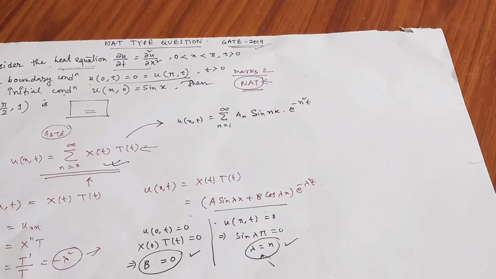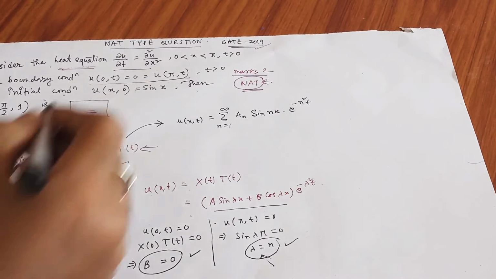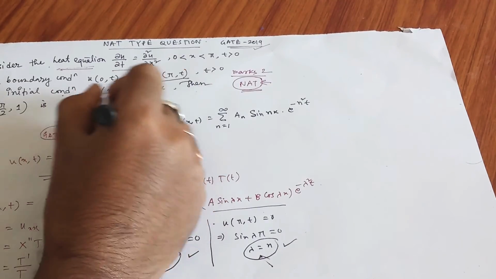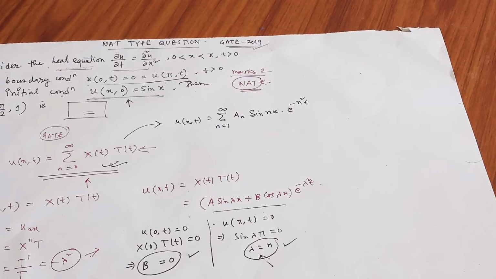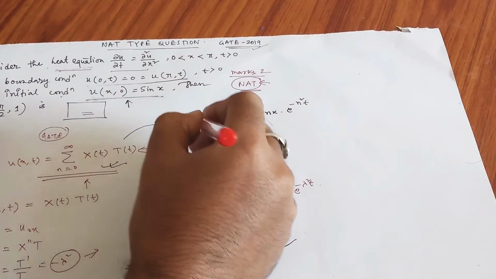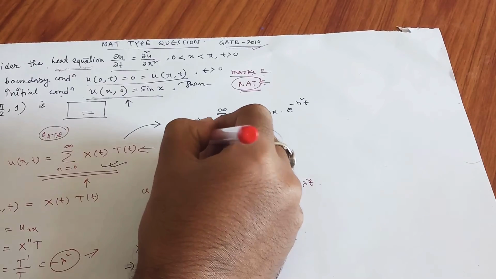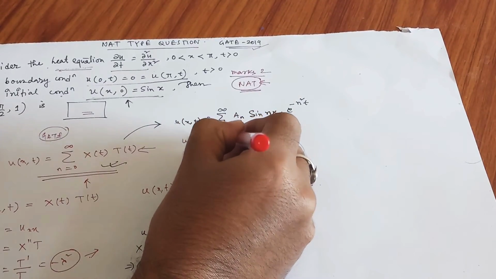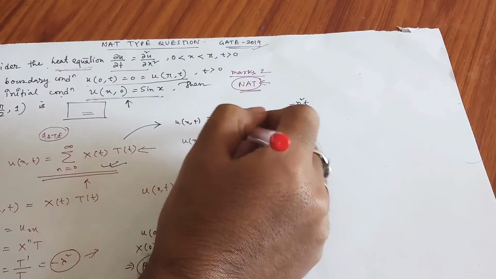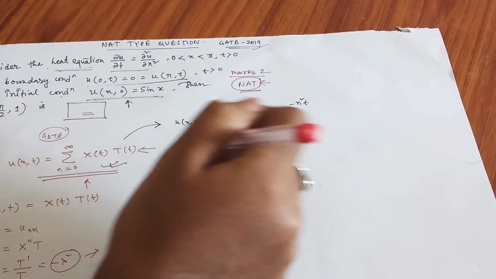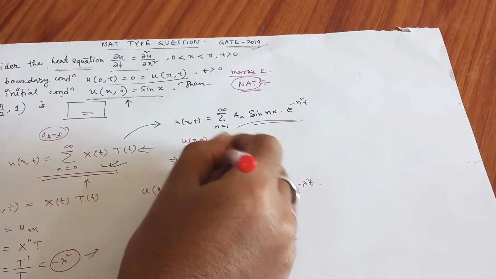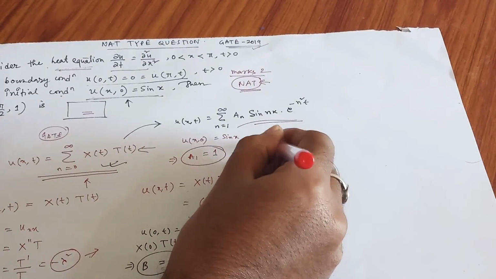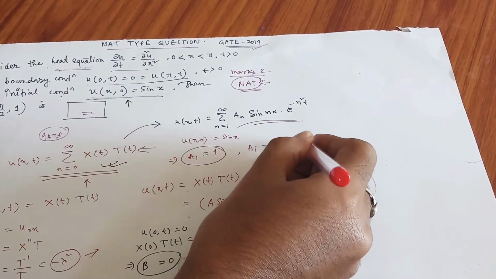Okay, now we have one condition to use also, this third condition, which is our initial condition. Just use that condition and look at what you are getting. u(x,0) is given as sin x. So if we use it here, that will give us a1 equals 1 and the rest of the a_i's are 0, that means for i greater than 1.